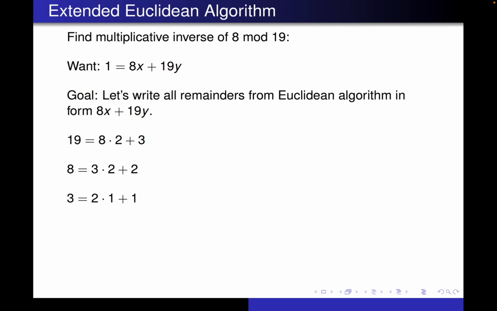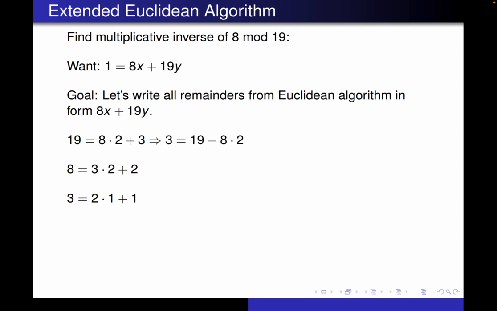And then remember, our remainders are 3. So we want to write 3 as a multiple of 8 plus a multiple of 19. Then 2. That means we want to write 2 as a multiple of 8 plus a multiple of 19. And then finally 1.